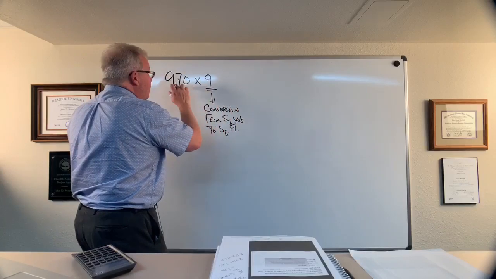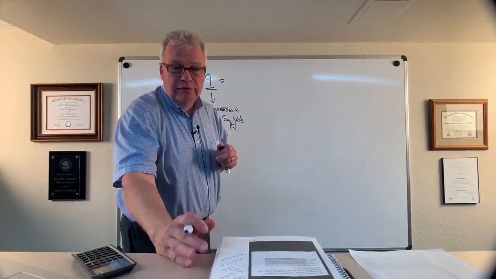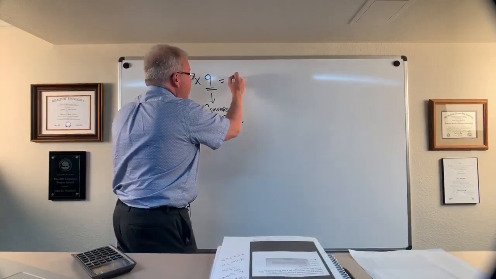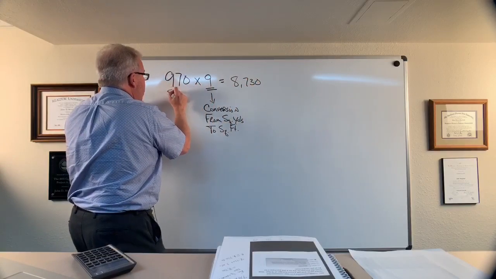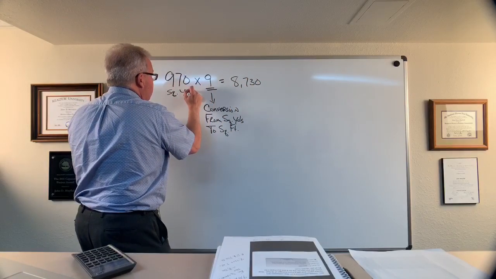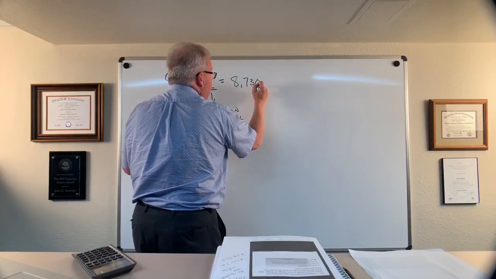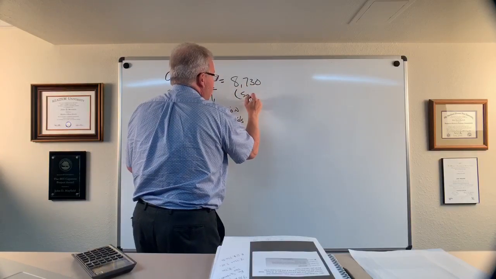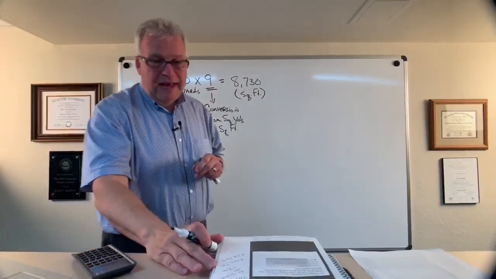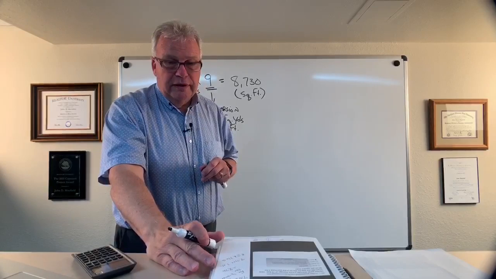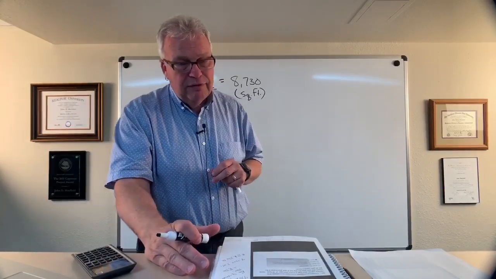Okay? So 970 times 9 equals 8,730. Now what is this? Remember, this is square yards. The 9 converts it to square feet, so this is square feet. Okay? So we have 8,730 square feet.